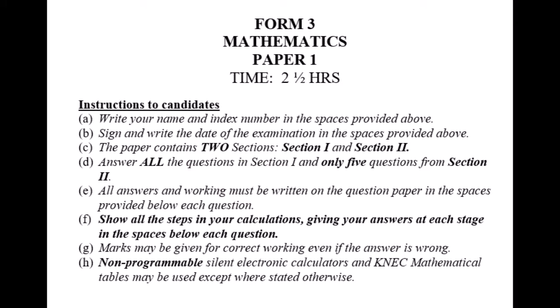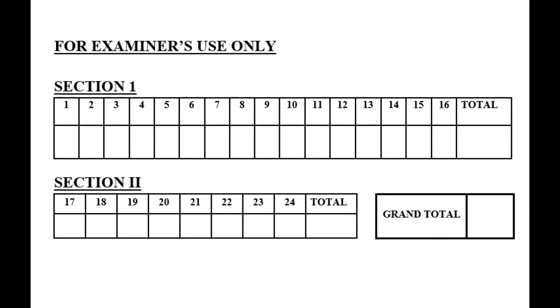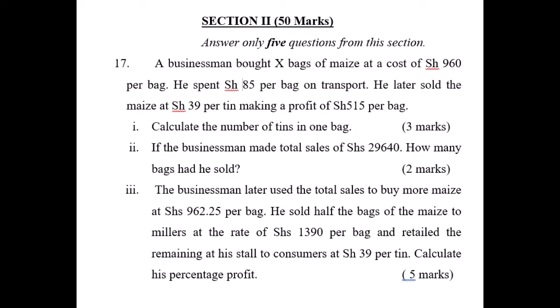Always ensure to read the instructions because they are very important. Question 17, a question on commercial arithmetics. This is where a businessman bought X bags of maize. The cost of each bag was 960 shillings. Then he spent 85 shillings per bag on transportation. Then he later sold the maize at 39 shillings per tin, making a profit of 515 per bag. In part 1, you're supposed to calculate the number of tins in one bag.